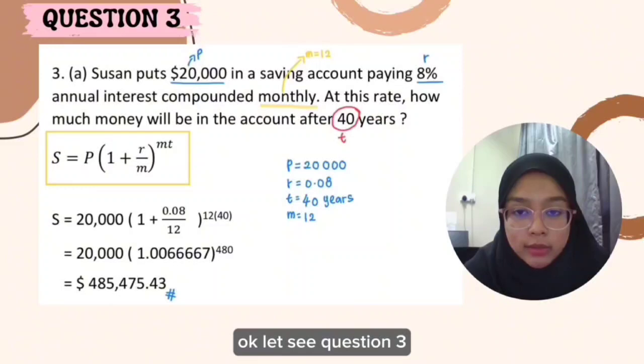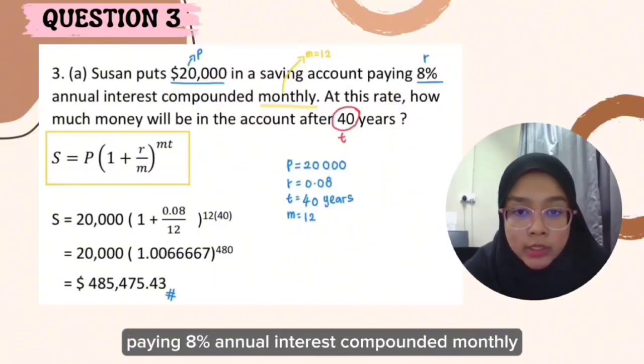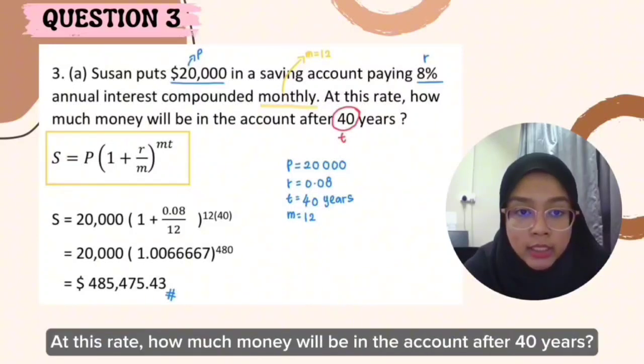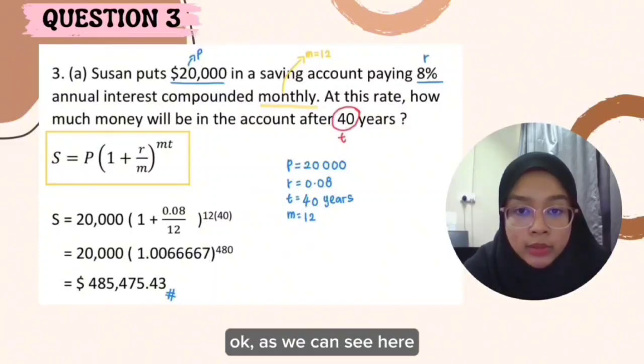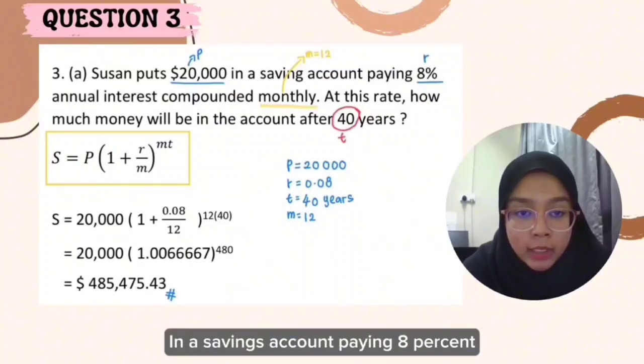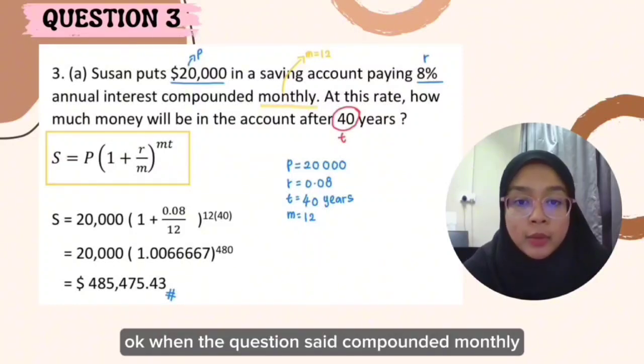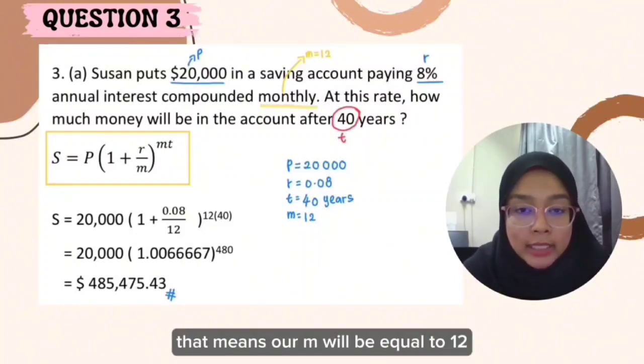Okay, let's see question 3. Susan puts 20,000 in a savings account paying 8% annual interest compounded monthly. At this rate, how much money will be in the account after 14 years? As you can see, the question says 20,000, which will be our P. In a savings account paying 8%, 8% will be our R, which is 0.08. Compounded monthly means our M will be equal to 12 and our T will be equal to 14 years.